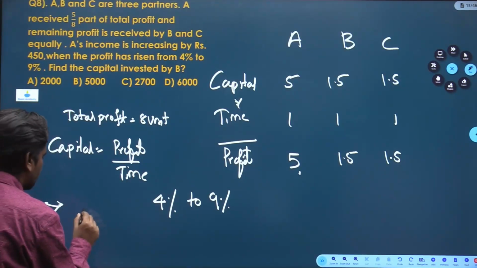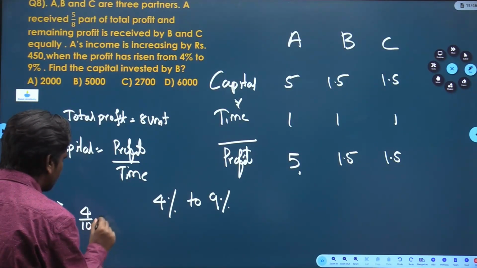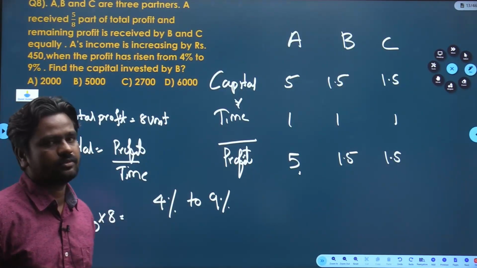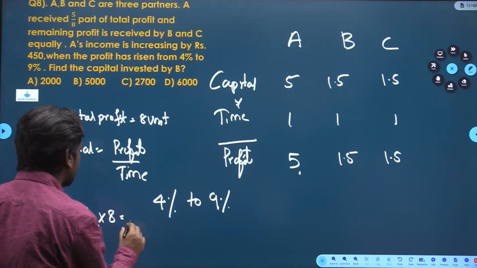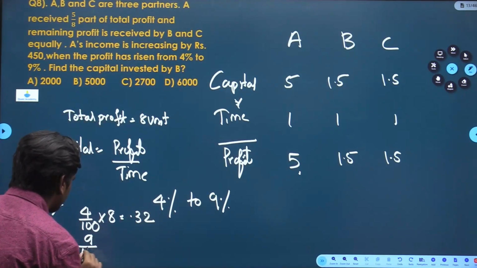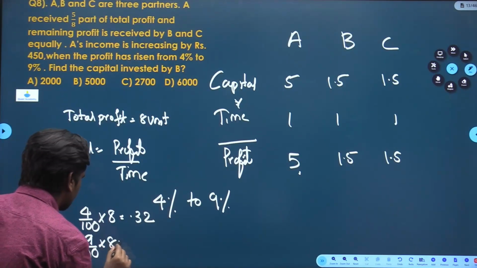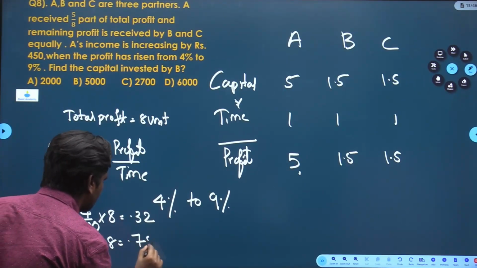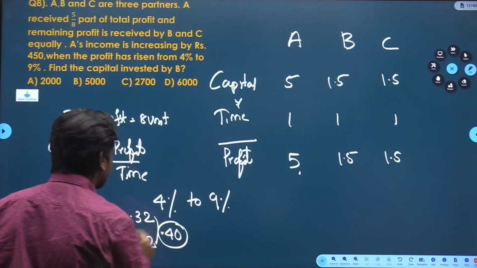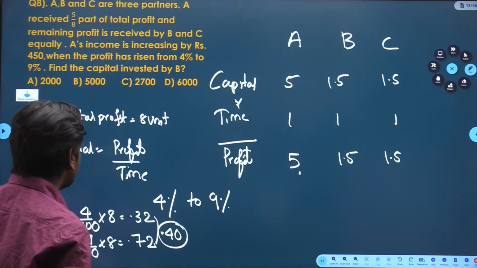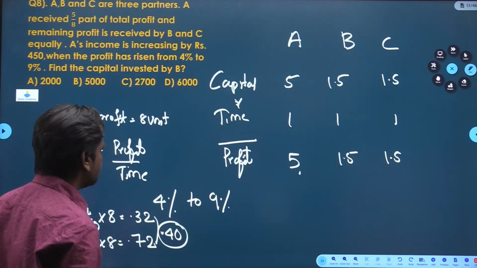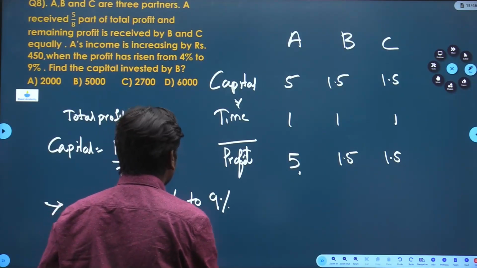So 4/100 into 8, as capital is also 8 units, gives 0.32. Now 9/100 into 8 gives 0.72 units, so the difference is 0.40 units. This difference in the profit is shared by whom?